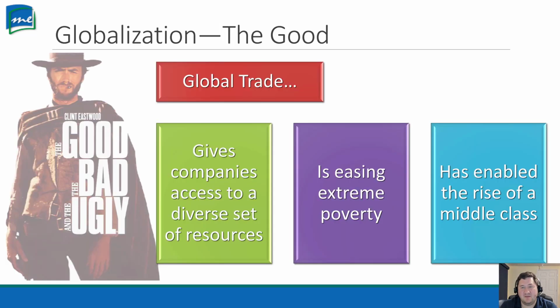So moving on here, we have some good, the bad, and the ugly here. So globalization. So global trade, right? It gives companies access to a diverse set of resources. Now, there's a lot of resources in the world that we don't have here in the United States. Let's say manufacturing, for example. Well, there's not much manufacturing done in the United States anymore. We're more of a consumer society. But if you look at China, for example, that's the manufacturing powerhouse of the world, it seems. If you need it made, some company in China can make it for you. And they have a lot of different resources there.